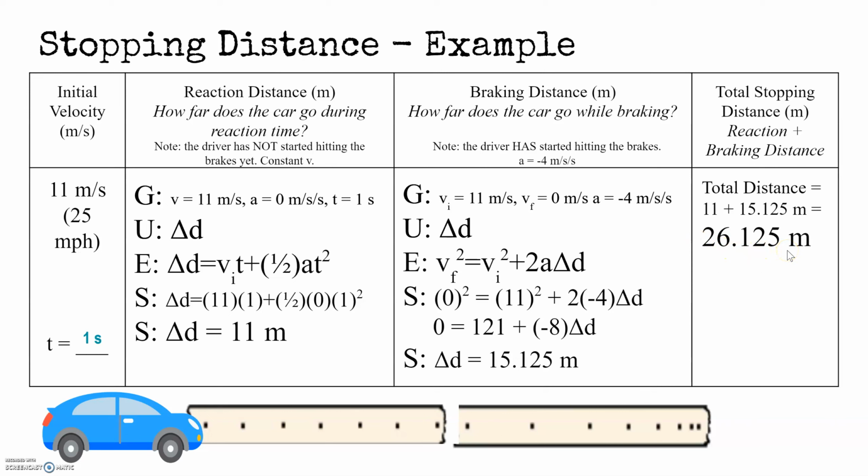Now my challenge for you is to think, if my initial velocity was higher than 11 meters per second, how is that going to impact my total stopping distance? What do you think is going to happen? And how would you apply that to your driving?